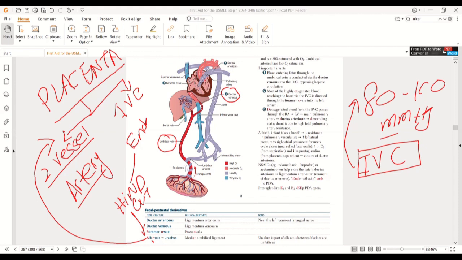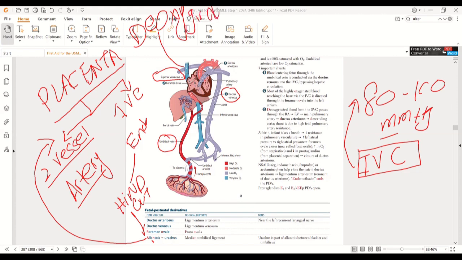From the right atrium, the blood goes to the left atrium through which structure? Foramen ovale. Exactly, foramen ovale. So here is the difference. The superior vena cava, does it contain oxygenated or deoxygenated blood? Deoxygenated blood. Okay, it contains deoxygenated blood, right?